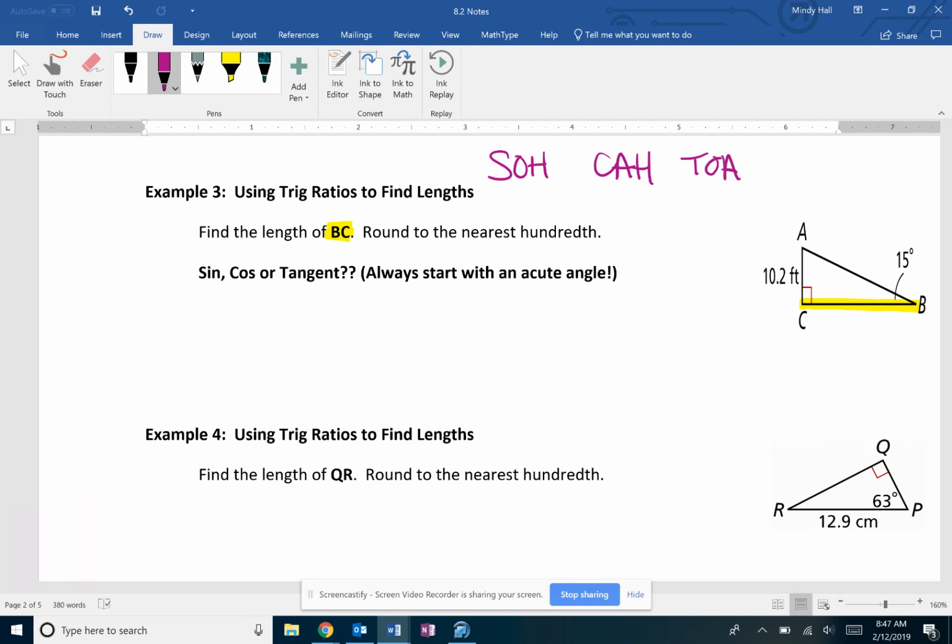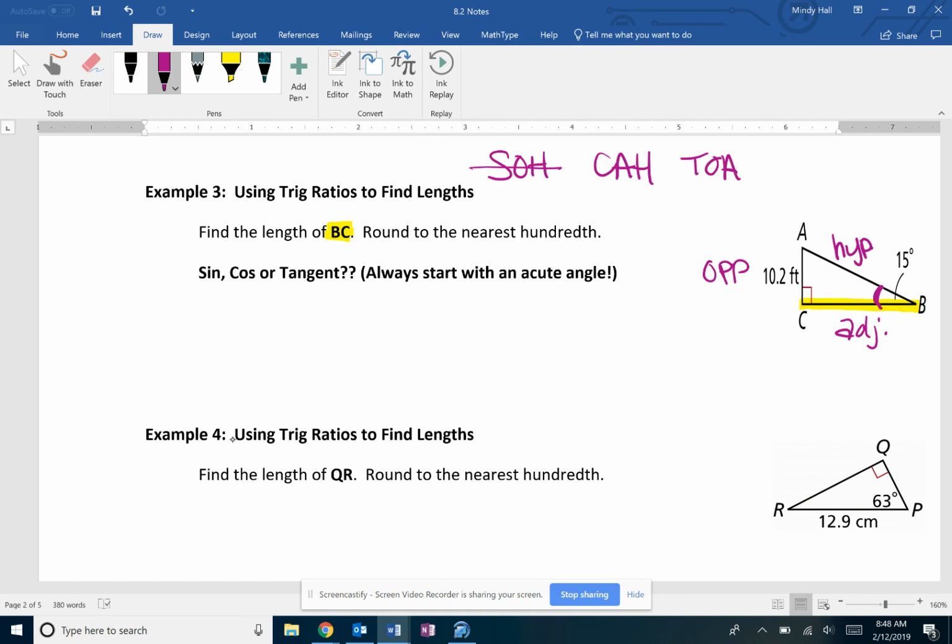So knowing this, I know I'm going to have to use this 15 degrees. So I'm just going to label the triangle. I know my hypotenuse is that one. The 10.2 is opposite of the 15, and the highlighted side is the adjacent side. So then, because I'm trying to find the highlighted side, I know I need adjacent. So looking at SOHCAHTOA, I know I can't use sine because I don't have an adjacent. I don't have any A's.